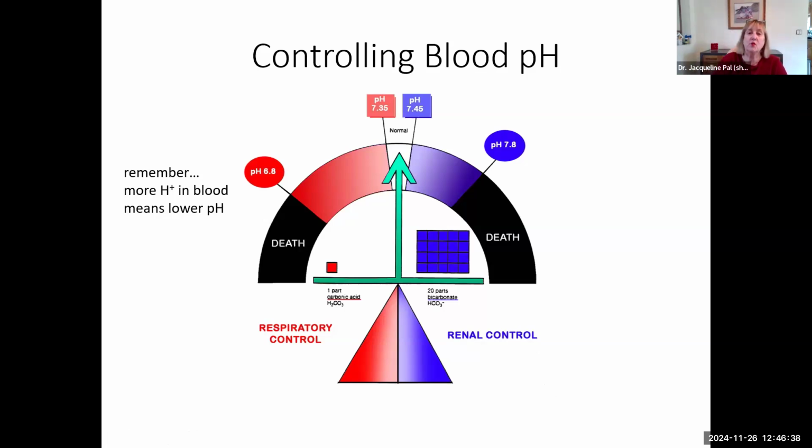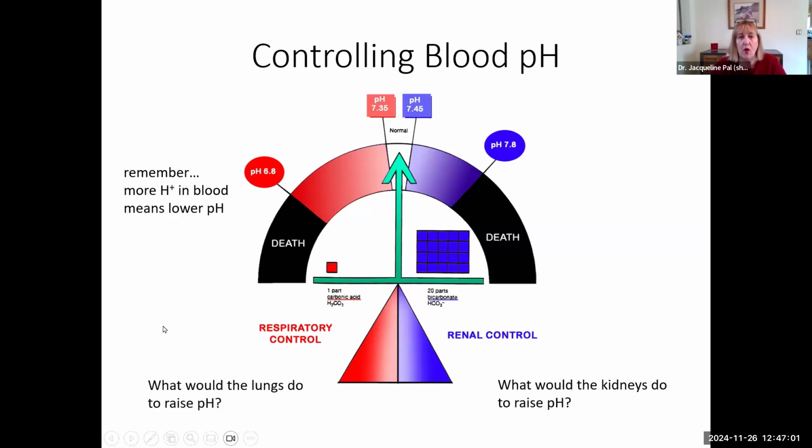Here's the question for you to work out. What would the kidneys do if they needed to raise the pH? So figure out, what do they need? Do they need more hydrogen ion or less hydrogen ion? Based on that, what are they going to do with that right side of the equation? Deal with both ions. Okay.